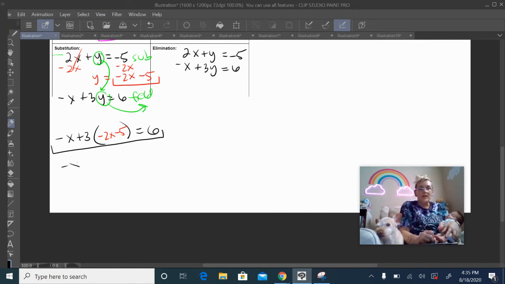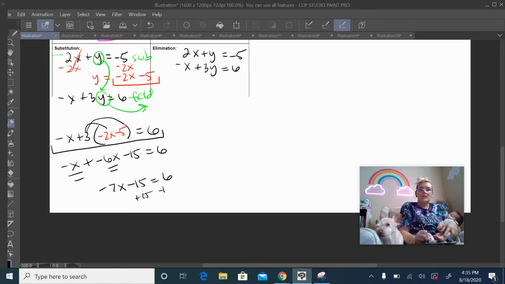So I have -x plus, I'm going to distribute this, -6x minus 15 equals 6. And I know I could have just written -6x, but I didn't. Combine like terms: -7x minus 15 equals 6. I'm going to add 15 to both sides. I have -7x equals 21. I know that x equals -3.